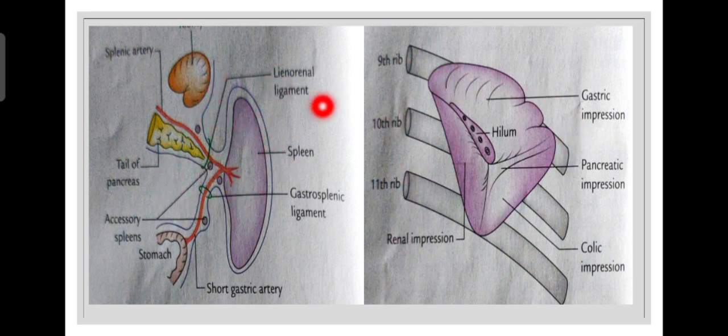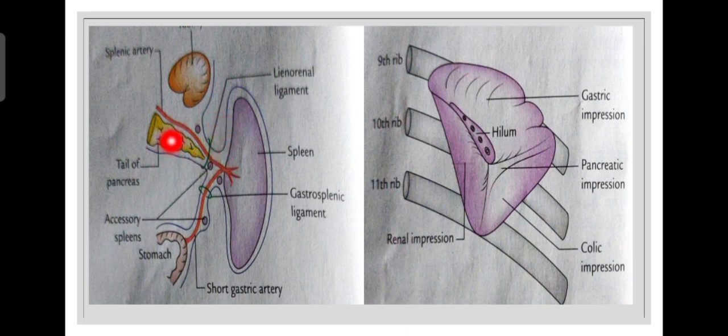Almost the spleen is covered entirely by the peritoneum except at the hilar region, that is the hilum. Hilum is the region which is present in the intermediate border from where the vessels enter and exit the spleen. So from the hilum there will be extending peritoneal folds which are formed during the development of spleen, which we will discuss in detail in embryology. So on the formation of spleen, these two ligaments are formed, that is the lienorenal ligament and the gastrosplenic ligament.